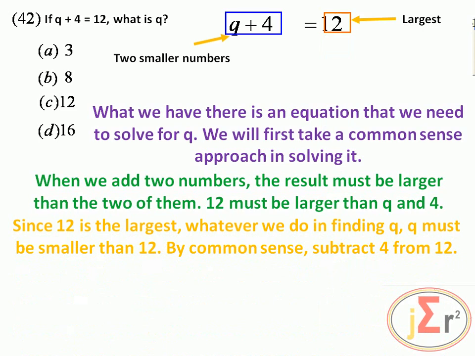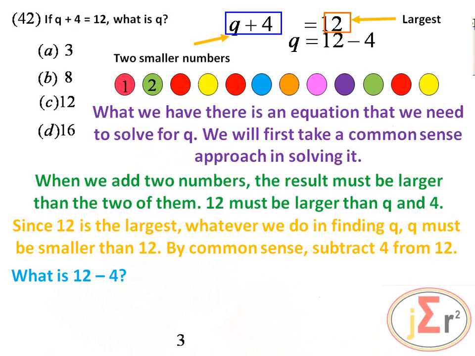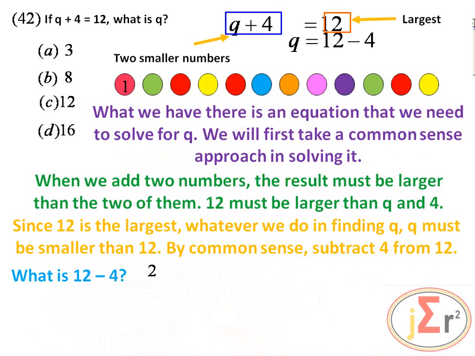By common sense, subtract 4 from 12. Q is equal to 12 minus 4. And as Jerry stated, 12 minus 4 is equal to 8. Right. How many circles do we have there, Jerry? 12. I don't think you counted them, Jerry. I think that you are just making use of the fact that I will put the numbers on. And because we had 12 pencils to begin with, you are just saying that it is 12.